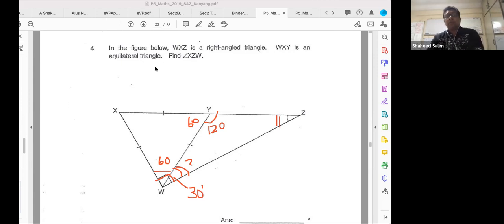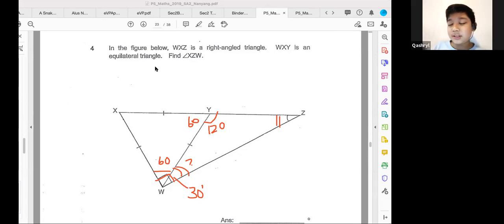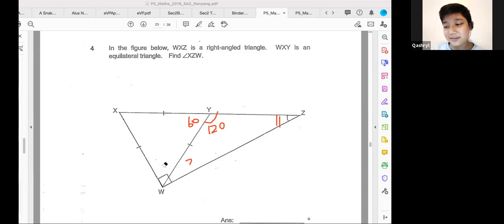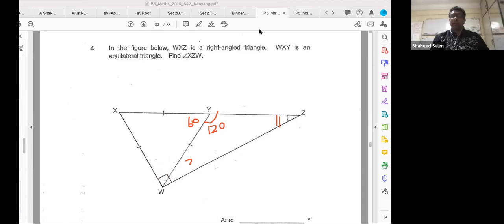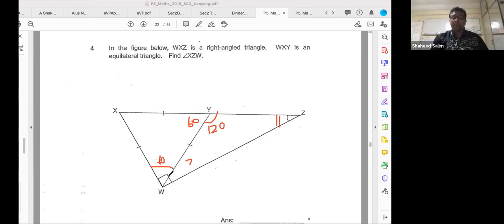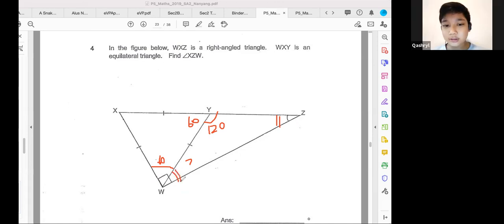Come on, you can do it, boys and girls. You can use your calculator, no problem. Not 30 minus 60, you don't get it. Down here, you tell me this is what? 90 degrees. Down here is 90 degrees. And then we know the equilateral triangle is how many degrees? 60 degrees each. Why 60? 180. So 90 minus 60, how much do you get? 30. This one is 30 degrees.